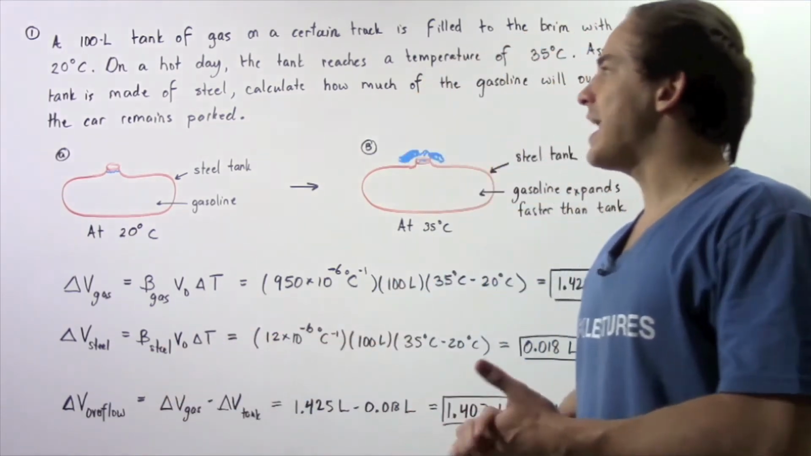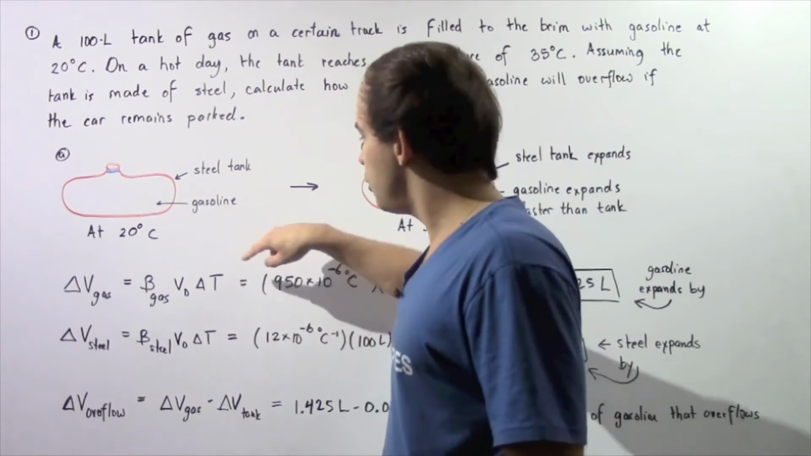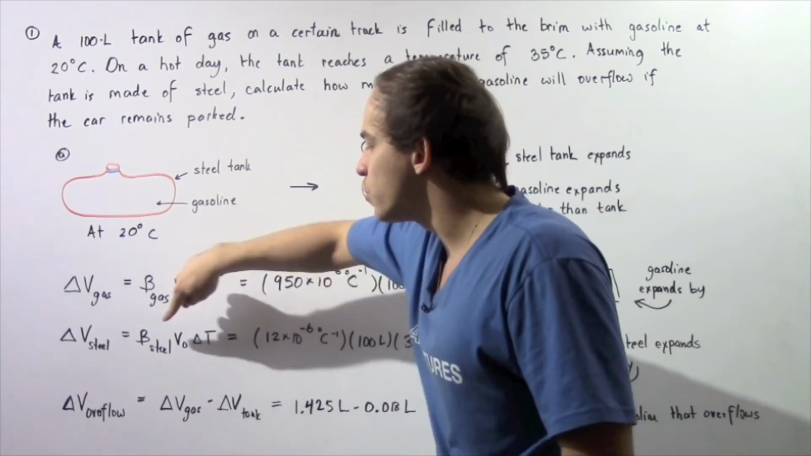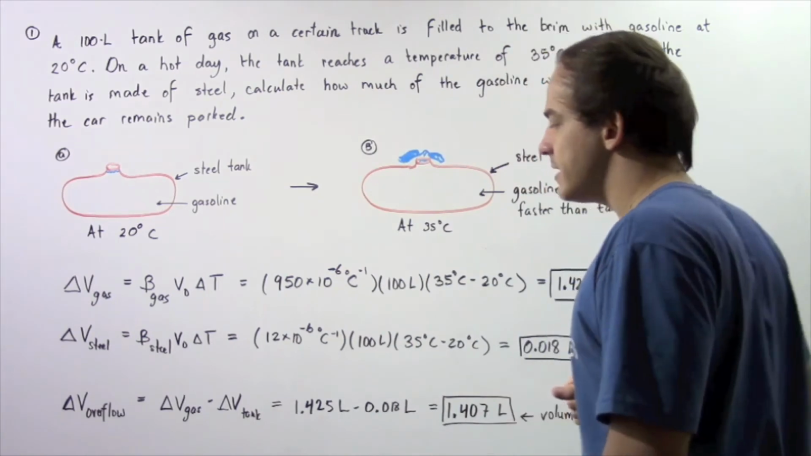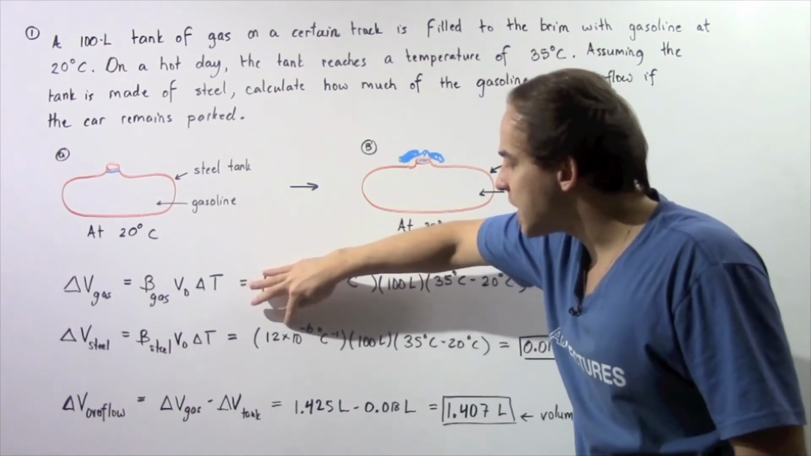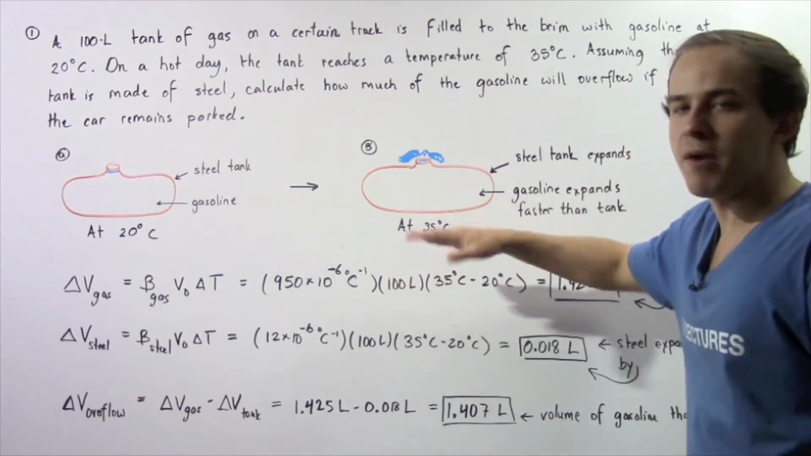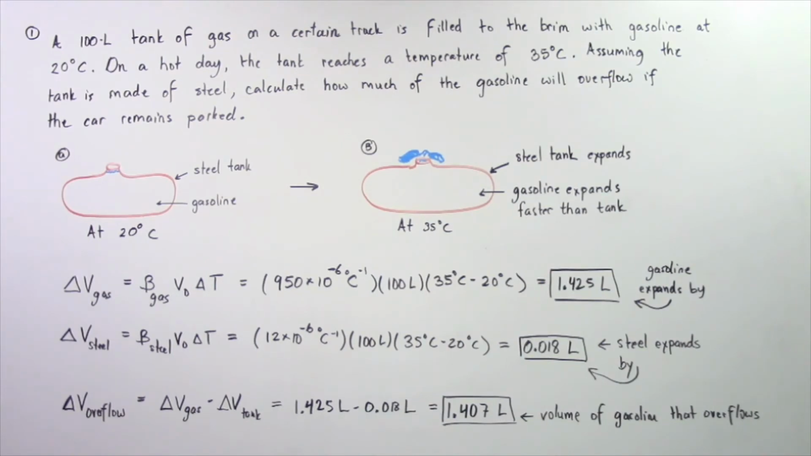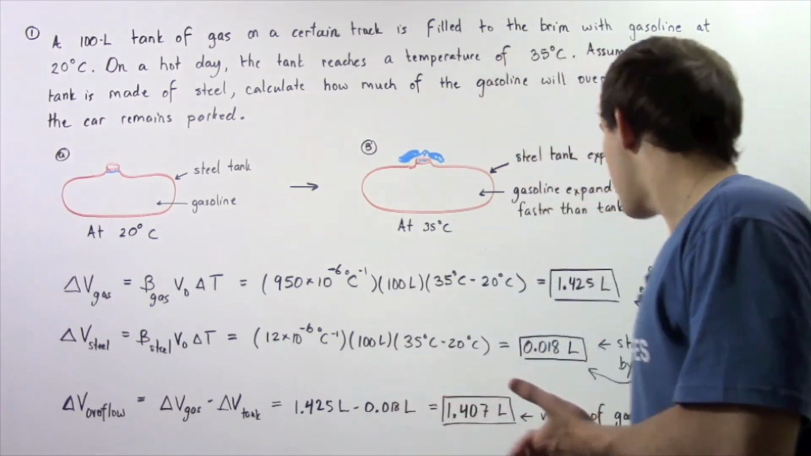Now let's move on to the change in volume of the steel tank. In the same exact way, we use this same formula, except now we replace our beta gas with beta steel. So this is the coefficient of volume expansion for steel. Once again, we can look this value up in a textbook. We get 12 times 10 to the negative 6 multiplied by 100 multiplied by 35 minus 20, or 15 degrees Celsius, and we get 0.018 liters is by how much our steel tank expands.